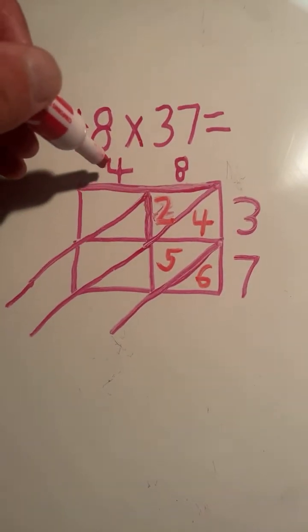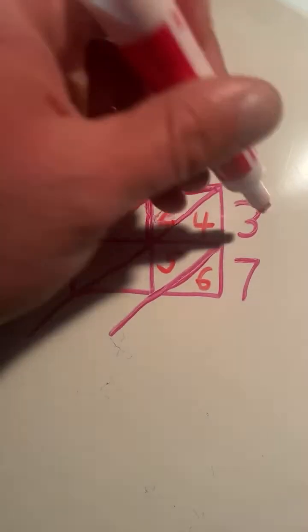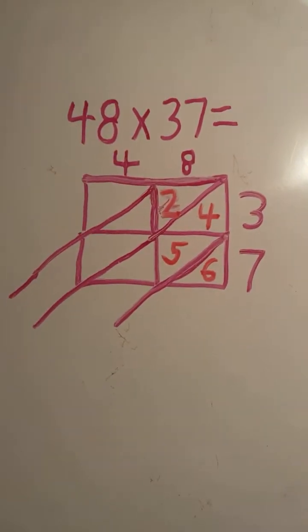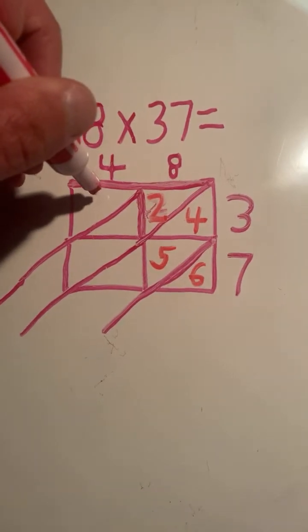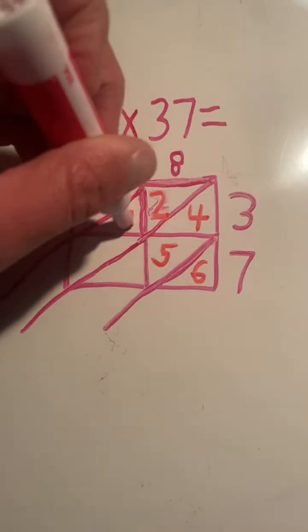Next we multiply 4 times 3. The answer to 4 times 3 goes in this square with a separate digit in each triangle. So 4 times 3 equals 12. So 1 in the top triangle, 2 in the bottom triangle.